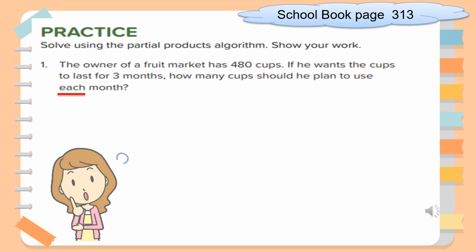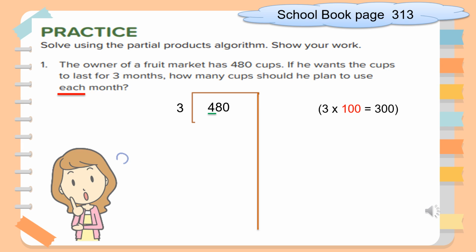Now, this story from the school book. The owner of a fruit market has 480 cups. If he wants the cups to last for 3 months, how many cups should he plan to use each month? So we need to divide it. 480 divided by 3. Divisor is 3, dividend is 480. We start from the hundreds place first, so we have 400. Let's think 3 times what equals 400.